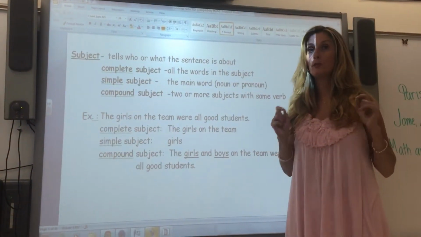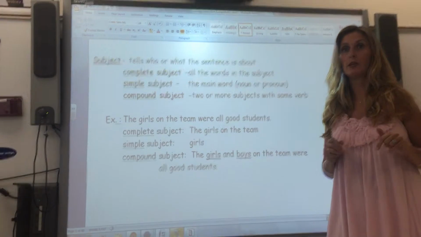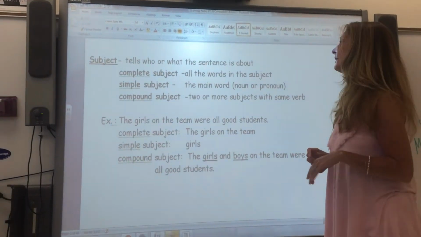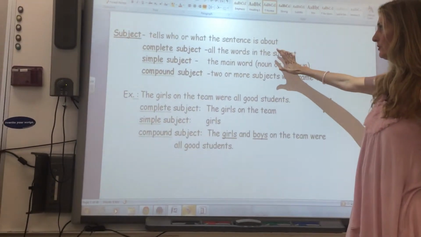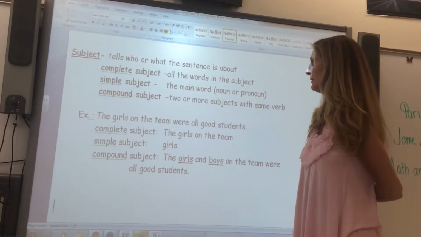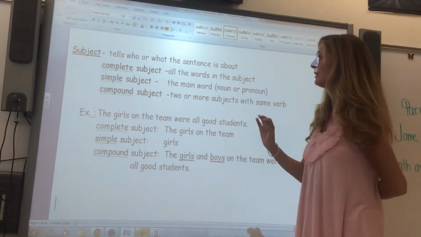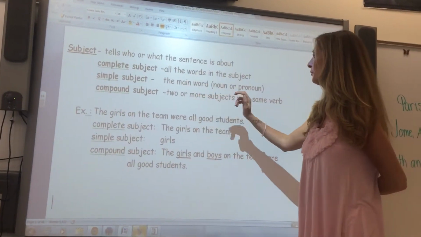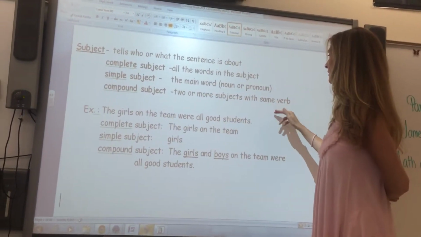Okay, so I promised you we would come back to compound subjects, and I just want to touch on that really quickly. Very, very easy. Once you've mastered your complete subject and your simple subject, then compound subject, piece of cake. What is a compound subject? A compound subject is two or more subjects with the same verb.